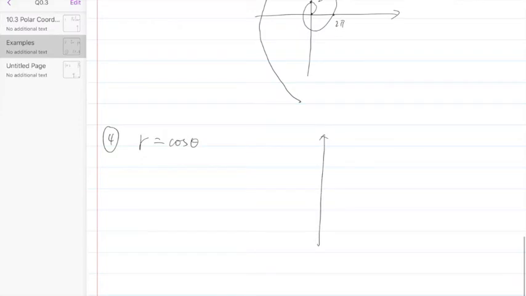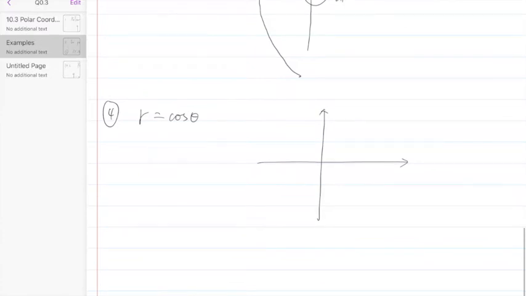Do we have something else? Well, let's try r equals cosine theta. This one's kind of tricky because we know it's periodic. Number 2, sometimes cosine theta is positive, sometimes cosine theta is negative. For negative r, it's kind of tricky. Okay, so let's think about it.